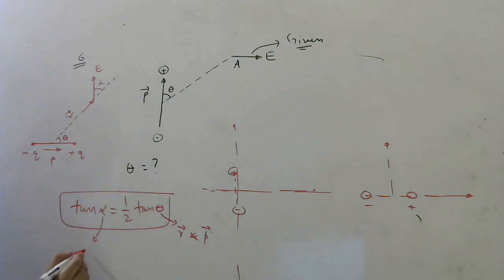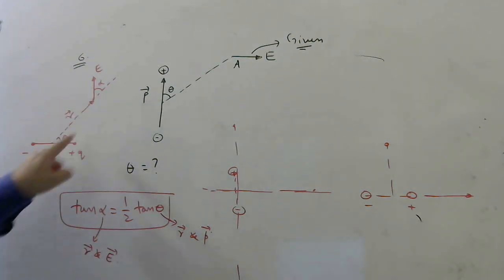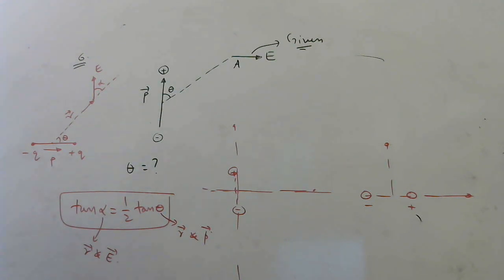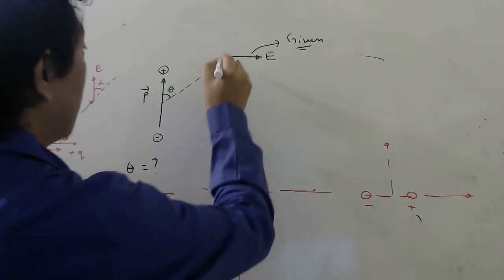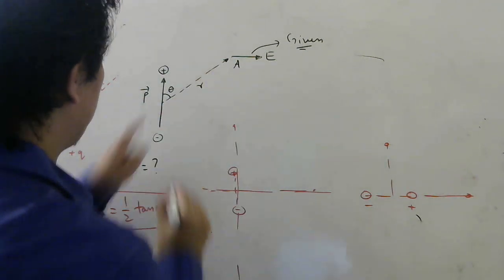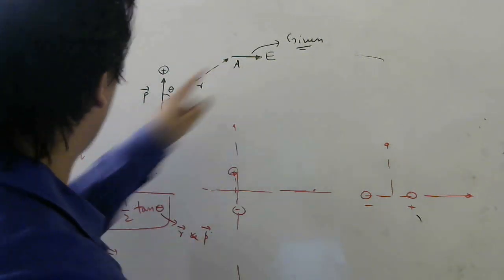So alpha was the angle between r bar and the total electric field. Remember this: this is alpha, this is theta. Now let us come to this question. So where is your r bar? Your r bar is here. This is your r bar from the center of the dipole to the point.